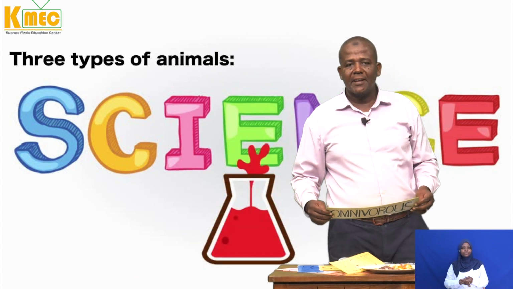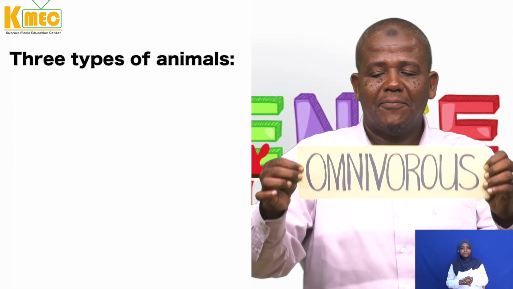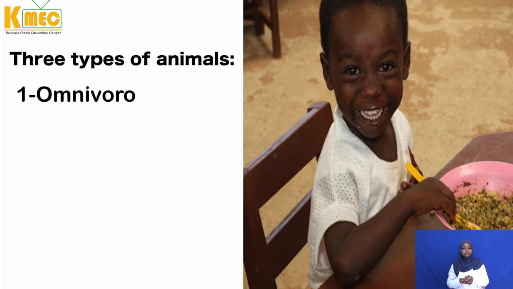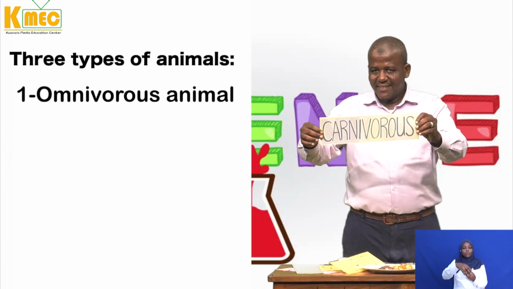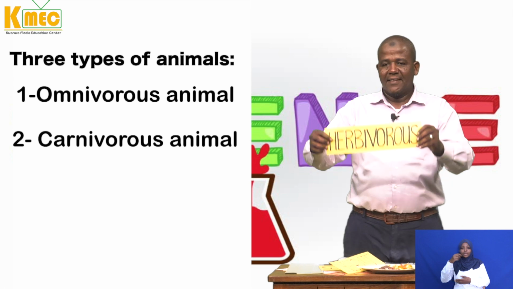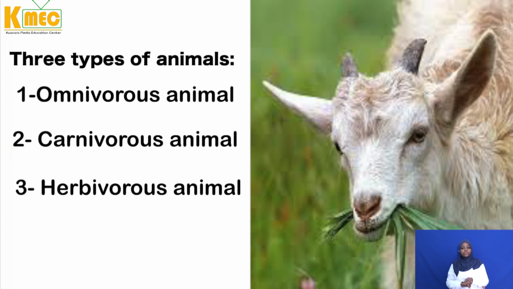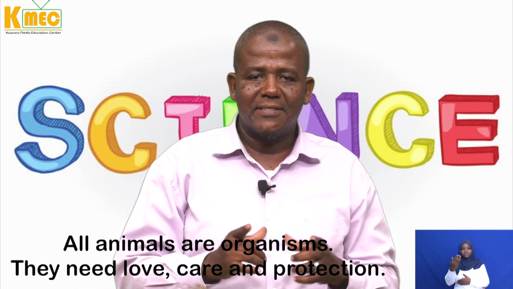There are 3 types of animal, which are, read it all of you, okay? Omnivorous, omnivorous, come on, carnivorous, again, carnivorous, yes, well tried, herbivorous, good, herbivorous.